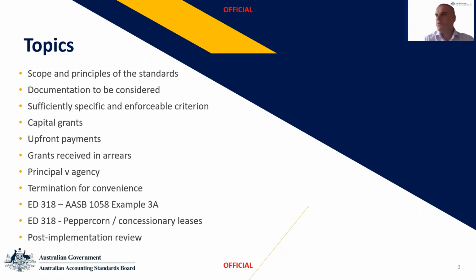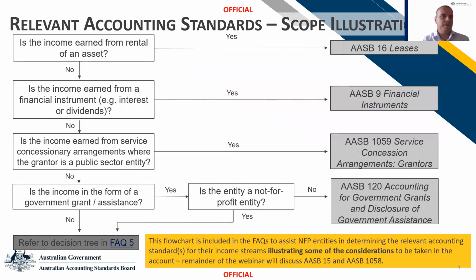So moving on to the next slide, the first topic we would like to cover is the application of the scope of the accounting standard. This slide illustrates, in the form of a decision tree, the considerations to take into account to determine whether the income or revenue transaction of not-for-profit entities is in the scope of a particular standard before, for example, deciding whether it's in scope of AASB 15 or 1058, which might be, I think, the most important question entities are dealing with.